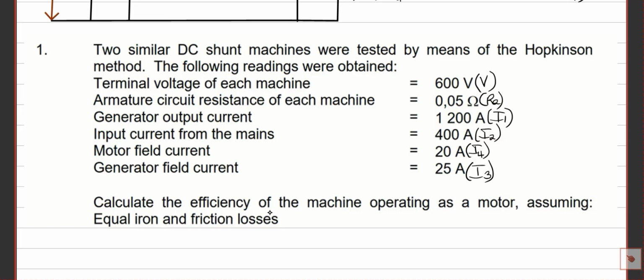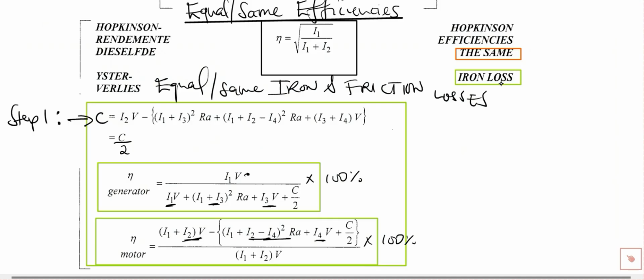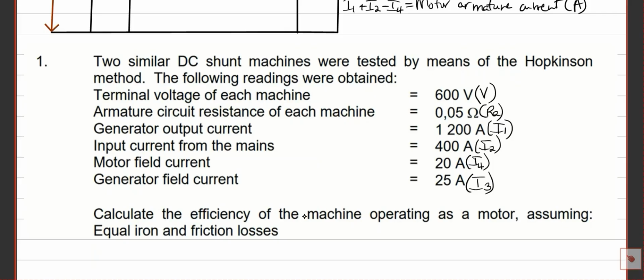So assuming equal iron and friction losses for our equations, we go into the iron loss section. Did they tell us the machine? Let's check the question. Calculate the efficiency of the machine operating as a motor. So we're going to be looking for our efficiency operating as a motor, assuming equal iron and friction losses.